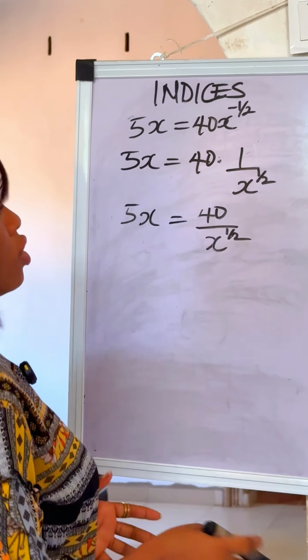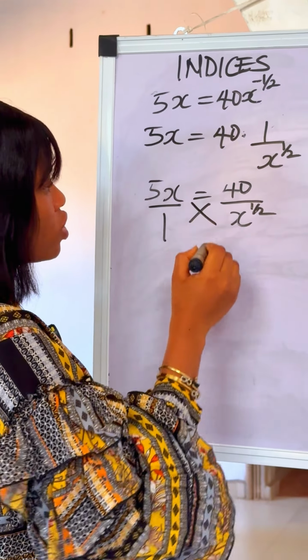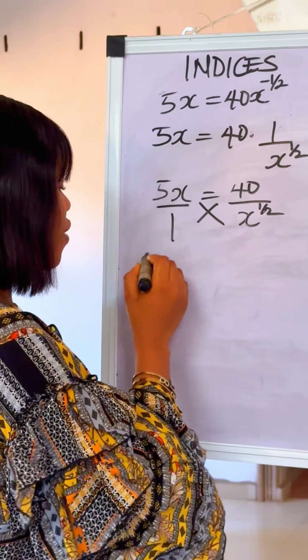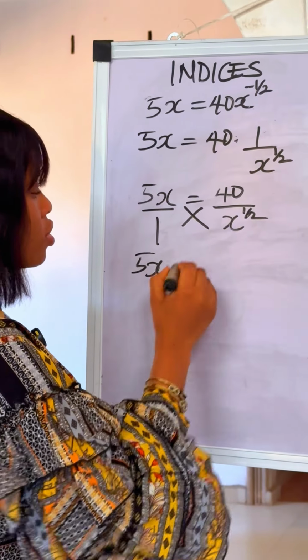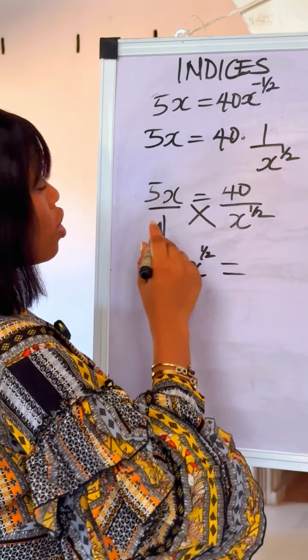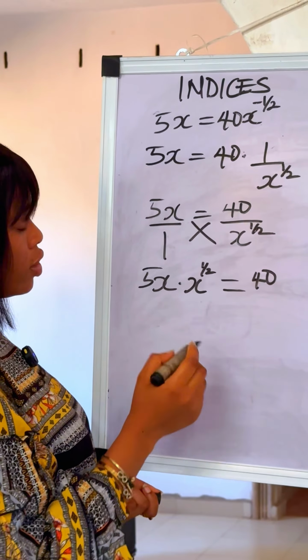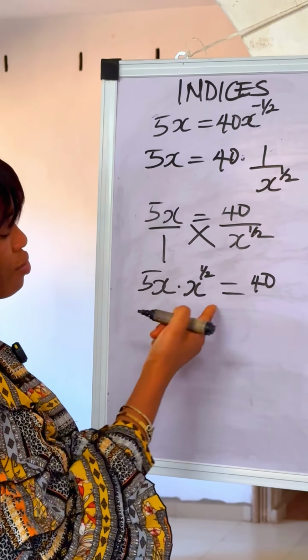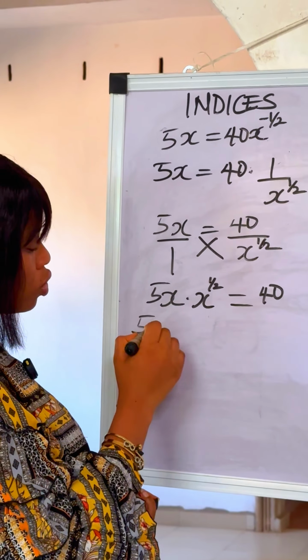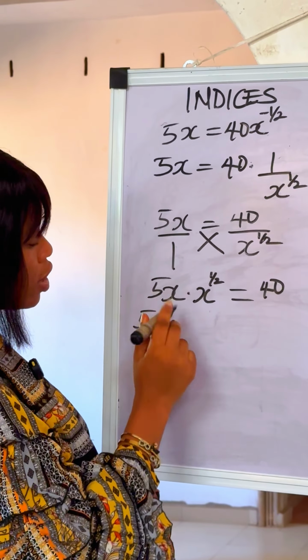Now from here we can cross multiply. So I'll base this by 1 and then we cross multiply. This gives 5x times x raised to 1 over 2 equals 1 times 40, 40. Then, remember your addition law of indices. This is the same thing as 5 times x.